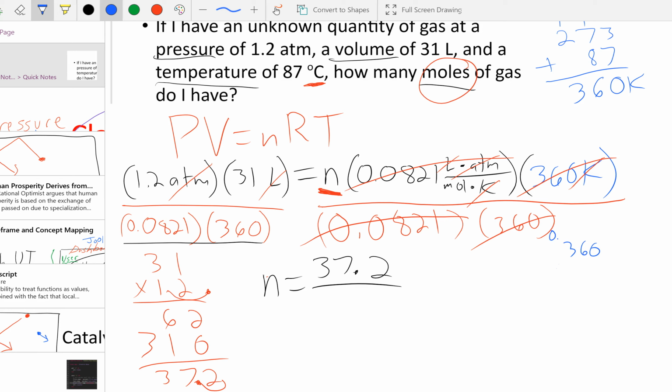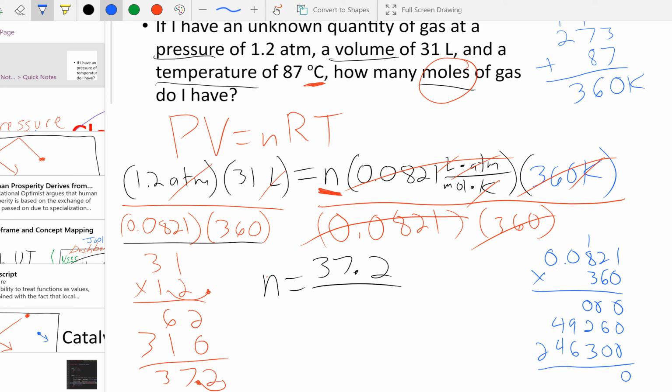360 and 0.0821, here, let me make that a little easier to read. 0.0821 and 360. 0, 0, 0. 6 times 1 is 6, 6 times 2 is 12, 6 times 8 is 48, plus 1 is 49. 3 times 1 is 3, 3 times 2 is 6, 3 times 8 is 24. I have 1, 2, 3, 4 decimal places. This is gonna be 29.556.